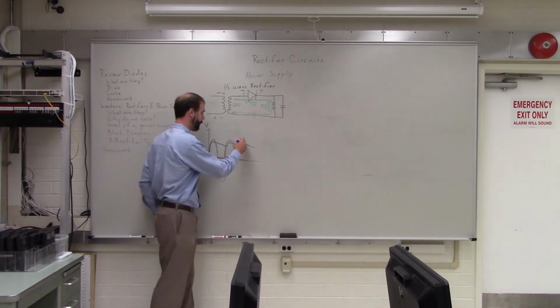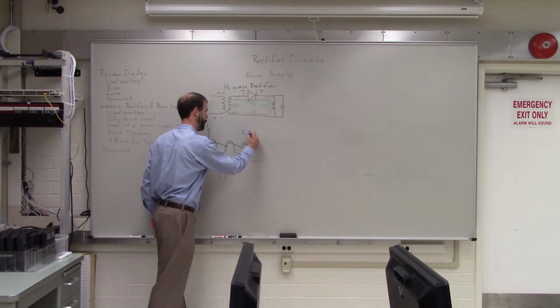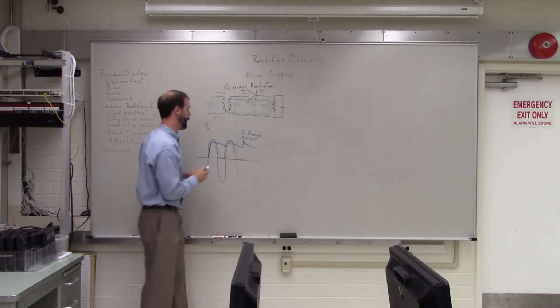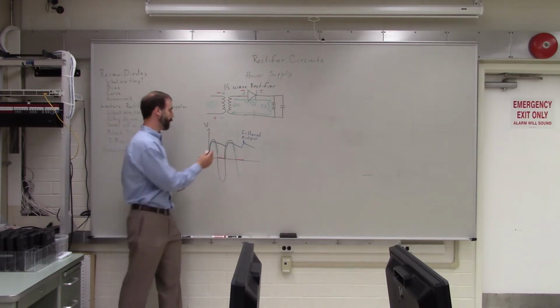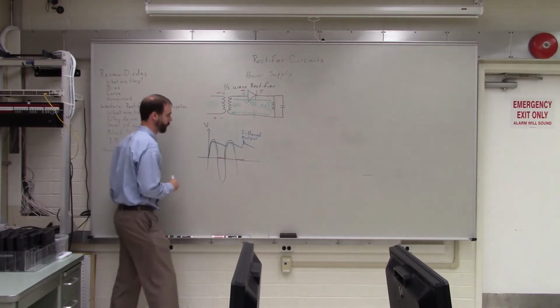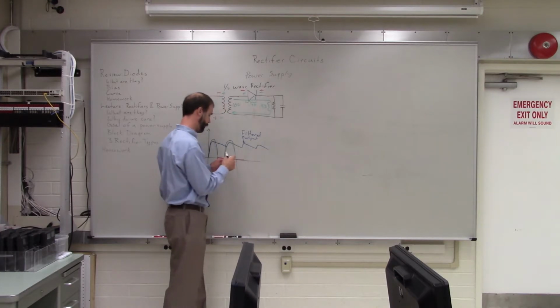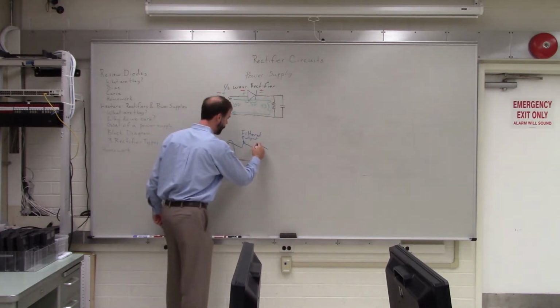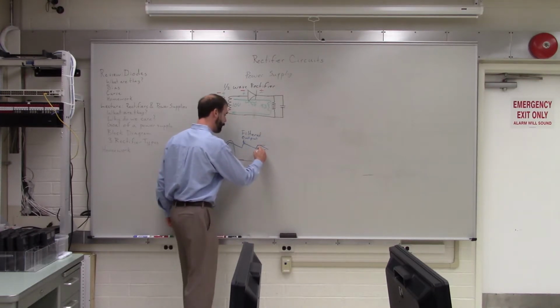So this is the filtered output. And there's a term for the amount of change from the top to the bottom. So the amount that this signal wiggles around, that's called the ripple.